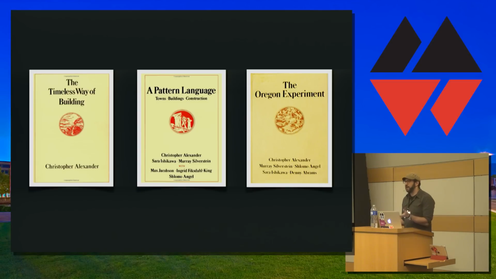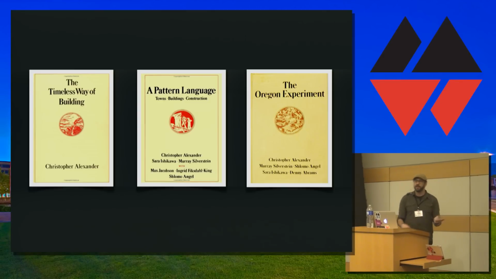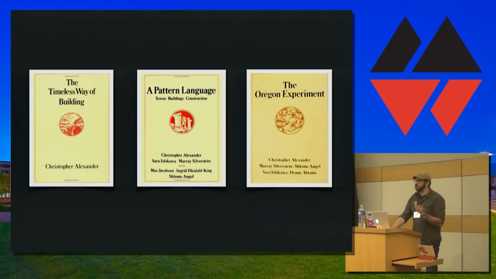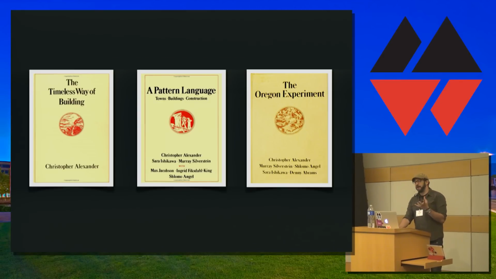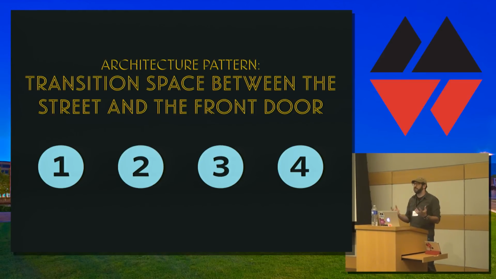And you can't just say, well, you design it to the end user, because you know it's going to be awful, because they don't have your expertise as a software developer, or in this case, as an architect. So some of these patterns are really difficult to grasp the first time you go through it. One of them is something called a transition space between the street and a front door.